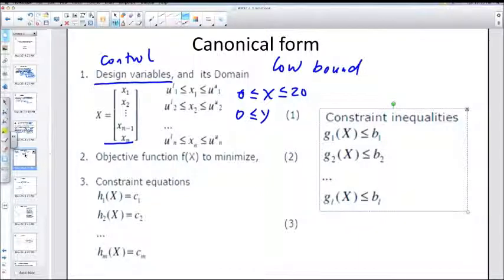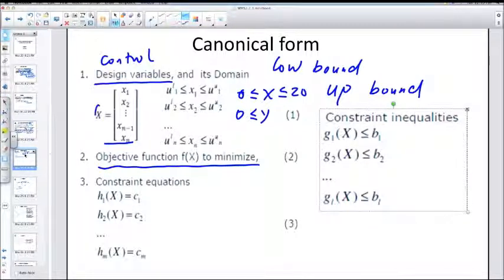That's why I use the L. And then the upper bound, that's the U. And then, of course, any optimization problem, you have an objective function. I use the capital X. That means you got the n variables.